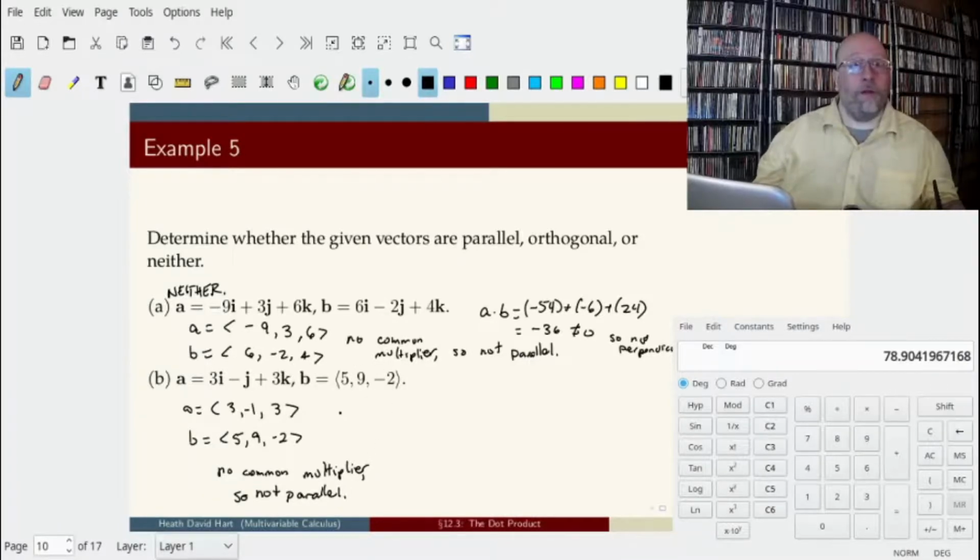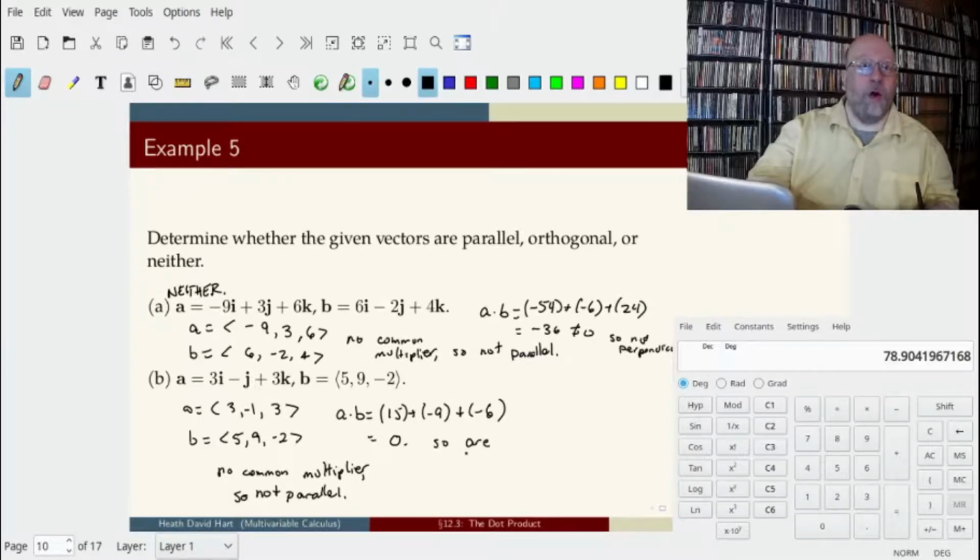So let's see what their dot product is. The dot product is 15, that's 3 times 5, plus negative 9. That's negative 1 times 9. And then negative 6, which is 3 times negative 2. That's a 6. And 15 and negative 9 and 6 adds up to 0. And so these vectors are orthogonal.